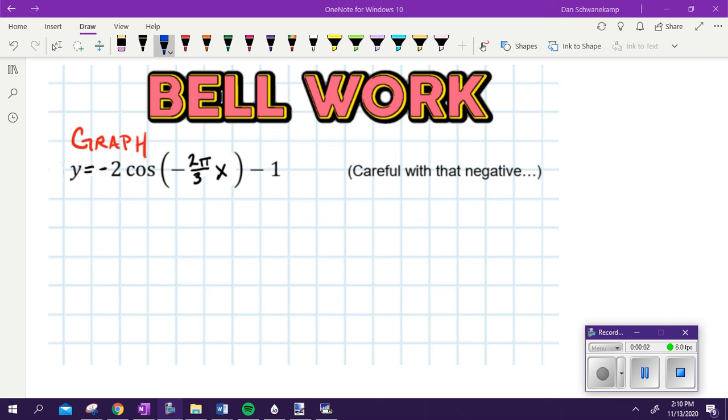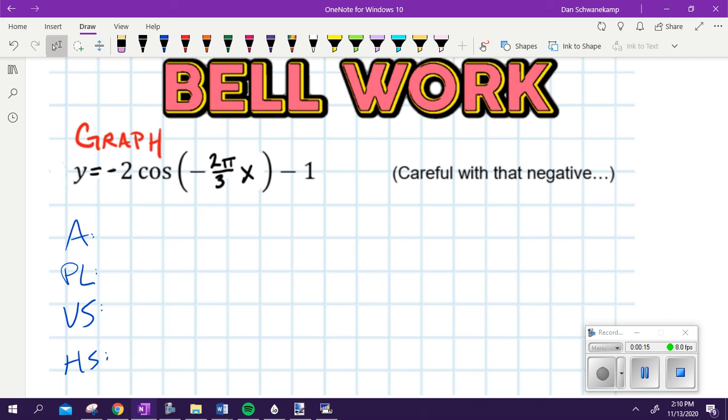So bell work today, first thing we do is we go through amplitude, period length, vertical shift, horizontal shift. Let's talk about each. So amplitude here. Sarah, what do you think your amplitude is going to be? It's 2. Great. Amplitude is 2. Period length here. Sean, what's my base period length going to be? Base period length would be 2 pi. Yeah, you're good. And then multiply by 3 over 2 pi. So like you said, it is 3.